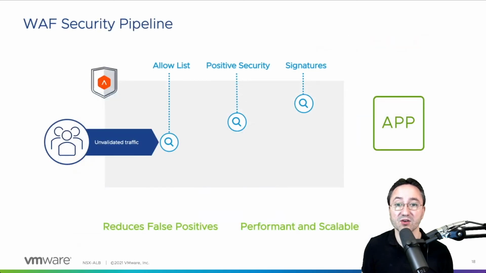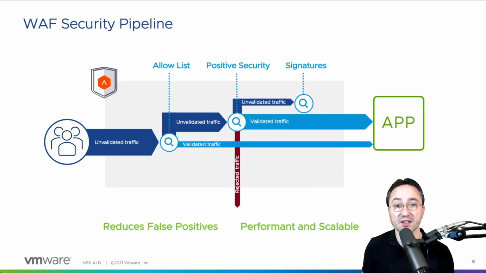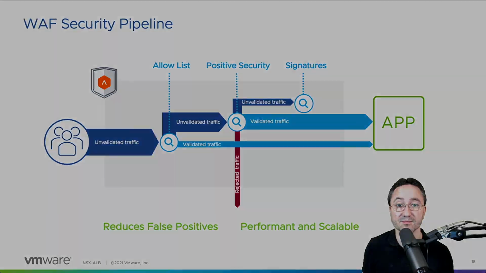Now let's put this all in context of the WAF Security Pipeline. After the allow list, the remaining unvalidated traffic will hit the positive security. These rules will then validate expected application behavior, block behavior that does not comply with the learned policy, or send the remaining parts of the traffic for signature validation. And as you can see, the total amount of traffic that is checked by the signatures is greatly reduced, and therefore reducing the false positive rate and increasing overall performance of this security pipeline.